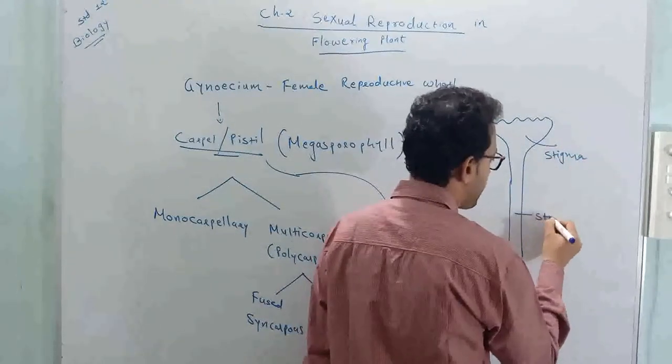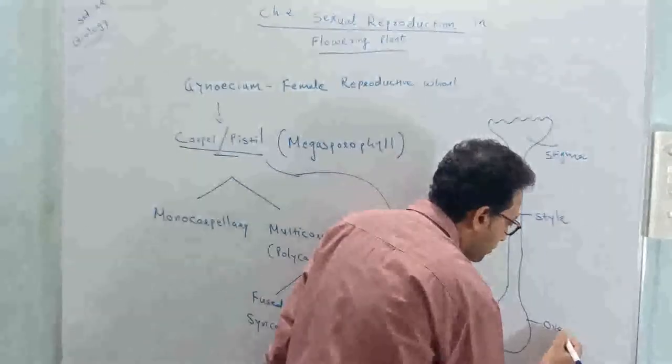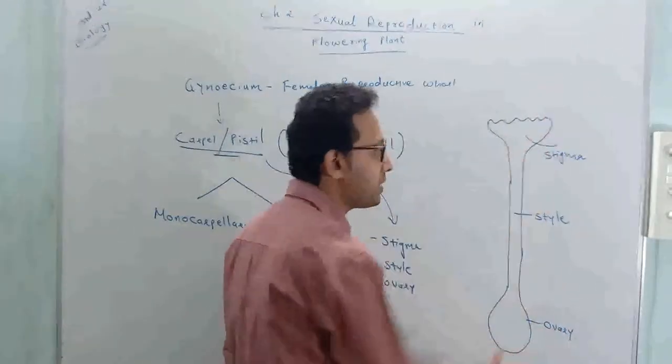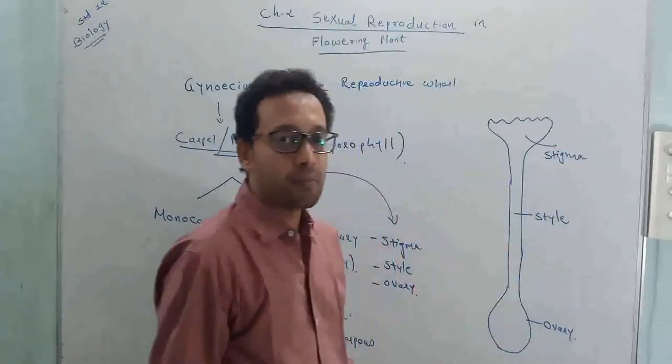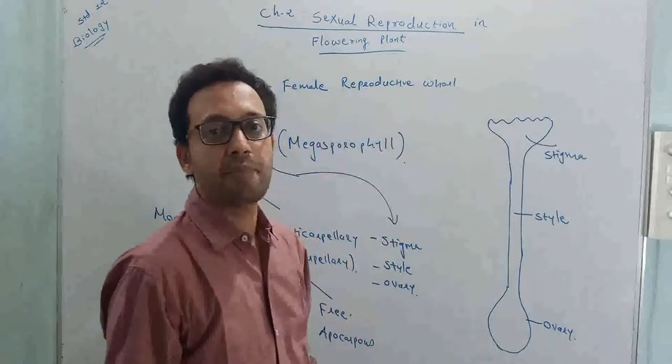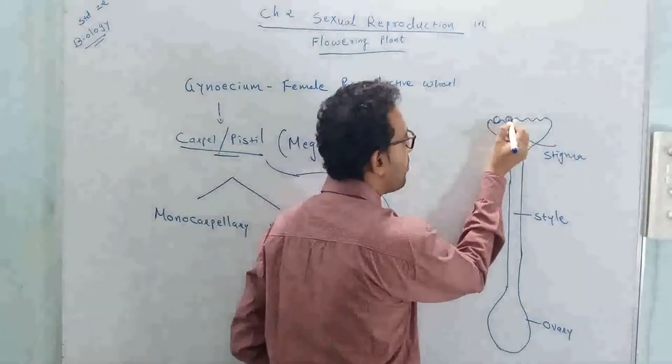Next, a tube-like structure, what we call the style. And the lower, bulged portion is called the ovary. I have drawn just one carpel. This is the structure of one carpel. The stigma is the terminal part of a carpel or pistil. It serves as a landing platform for pollen grain.